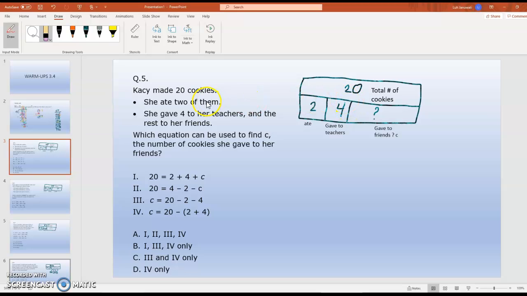So I have drawn the strip diagram. So Casey had 20 cookies, and she ate 2 of them and gave 4 to her teachers, and how many did she give to her friends? So if you had 20 cookies, right? And then you ate 2 of them, what does it mean when you ate 2 of them? That means you have less. That means you take away 2 of them, right? And then you give 4 to your teachers. So do you have more or less? Do you have 4 less cookies?